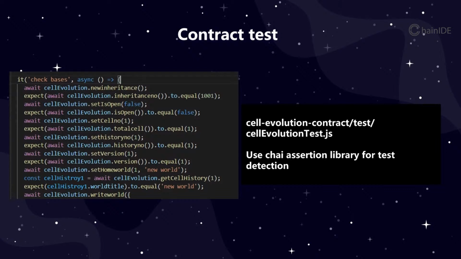And when we're doing the test of the smart contract, we could use the chai assertion library to help us. We provide some test examples in the cell evolution test.js file. You guys can check by yourself.